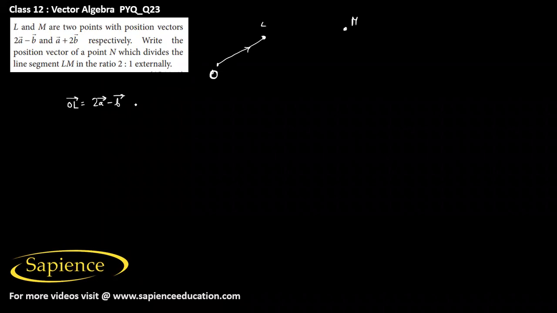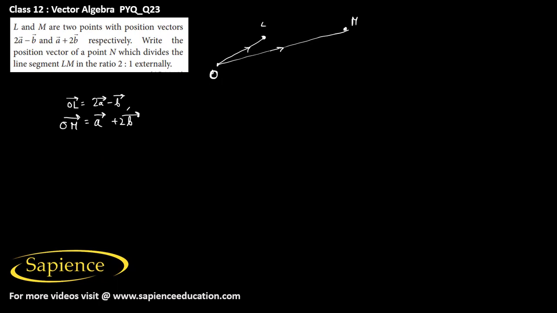So here it has been told that L and M are 2 points with position vectors 2a vector minus b vector and a vector plus 2b vector. Suppose this is the point L and this is the point M, and let's suppose this is the origin. So from the origin, the position vector of the point L, that is OL vector, is given as 2a vector minus b vector, and the position vector of the point M, that is OM vector, is given as a vector plus 2b vector.